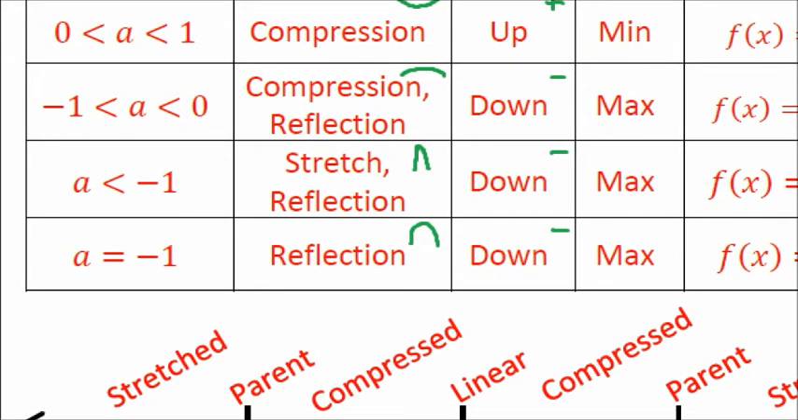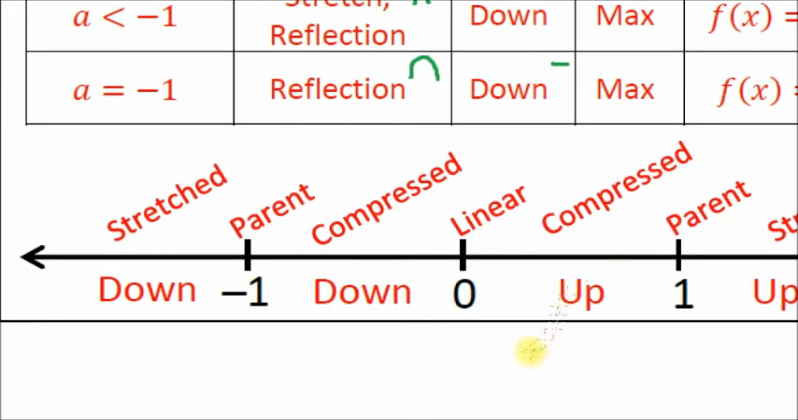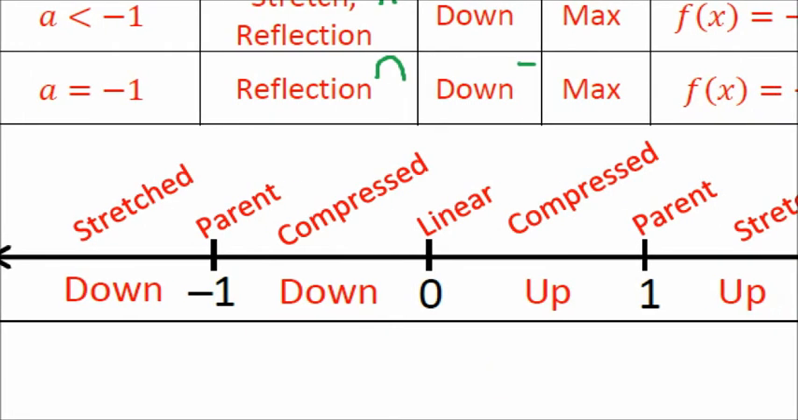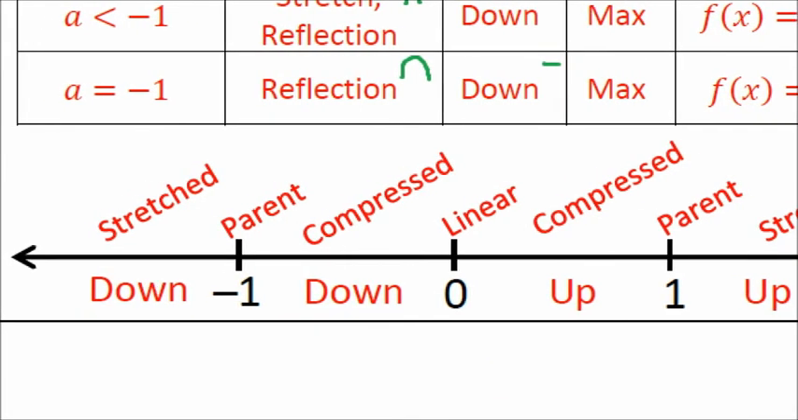Now, here's another way to do this. I want you to fill this out. I'll just pause. I won't talk about this too much, just showing you. Here's another way of writing this down so you can understand this. If a is 0, we've got a linear graph. As we move into negatives, between negative 1 and 0, the parabola faces down and it's squished or compressed. When we get to negative 1, we have our normal parent shape. It's just down.